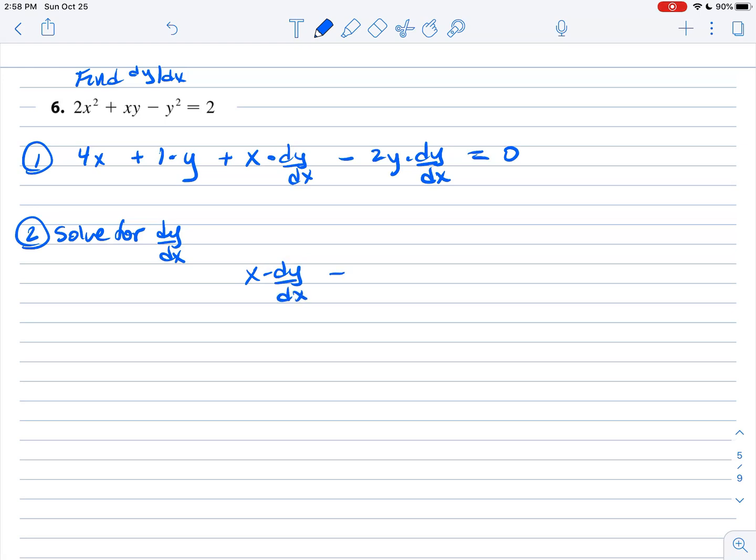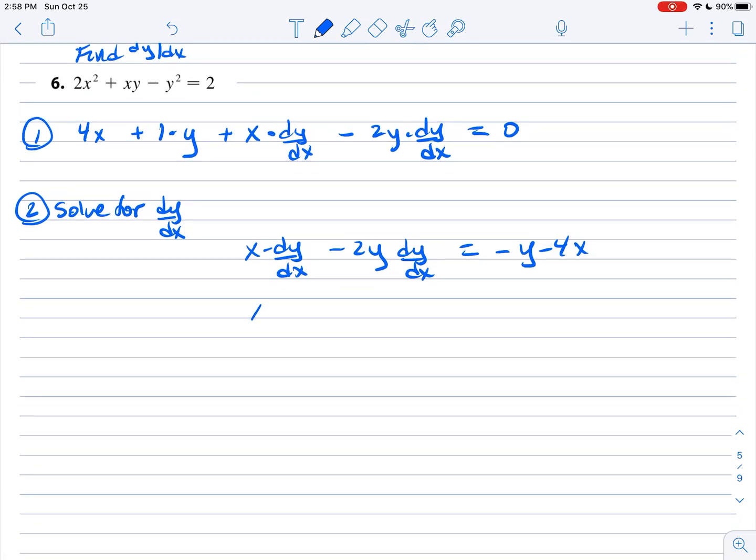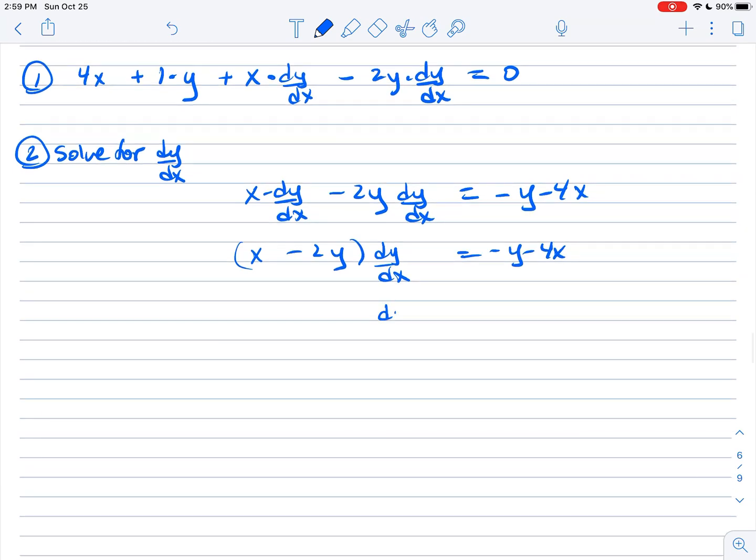So in solving for dy dx, I'm going to keep the x dy dx on the left-hand side. I'm going to keep the minus 2y dy dx, and I'm going to move the other terms to the other side. So I end up with minus y minus 4x. I'm going to isolate the dy dx by factoring it out. And then I'm going to divide by the coefficient. And so I get minus y minus 4x over x minus 2y.